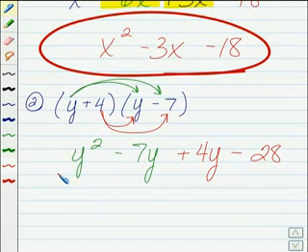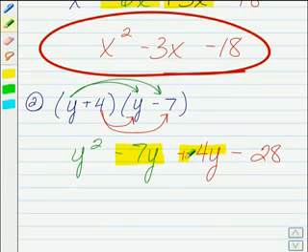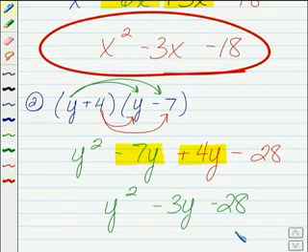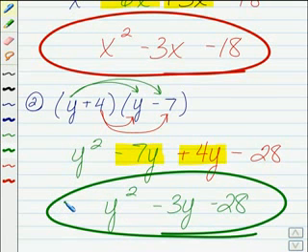So this is what we should have gotten, but once again we can combine the negative 7y and the positive 4y. So the final answer will be y squared minus 3y minus 28. I hope that's what you got in working through that problem as well.